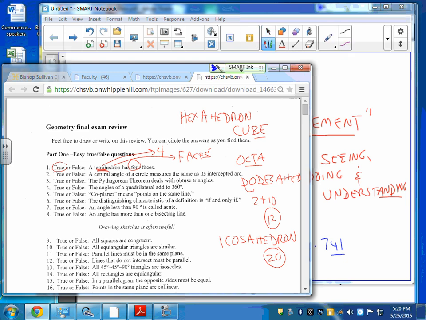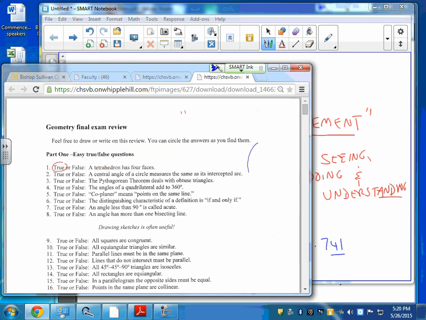Okay, second one: the central angle of a circle measures the same as its intercepted arc. That's also a true statement, and we can do a quick sketch. Circle, central angle, vertex at the center. Whatever the measure of this is, let's say this is 50 degrees, that's also the measure of the arc, 50 degrees. So that's a true statement.